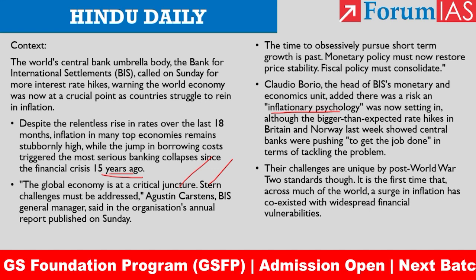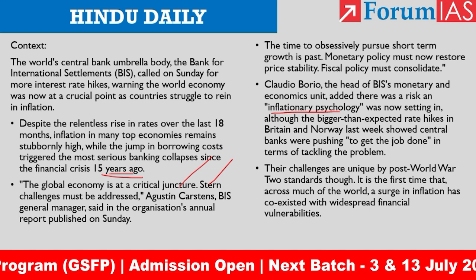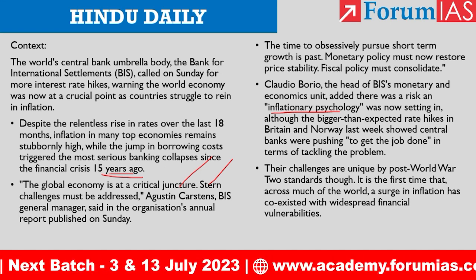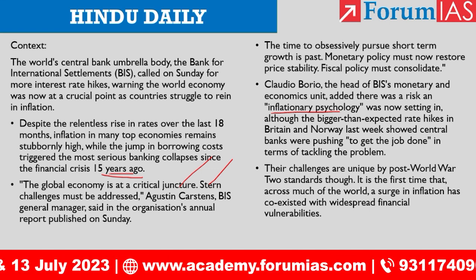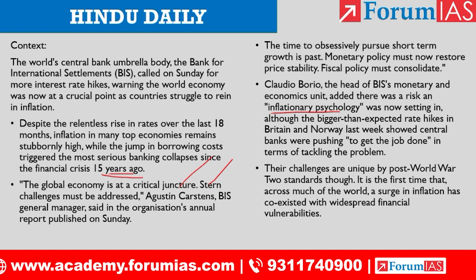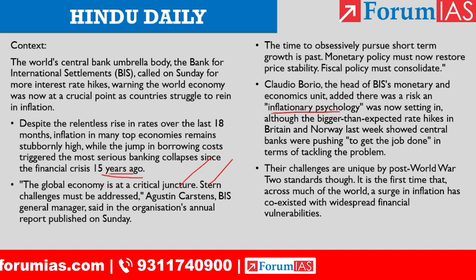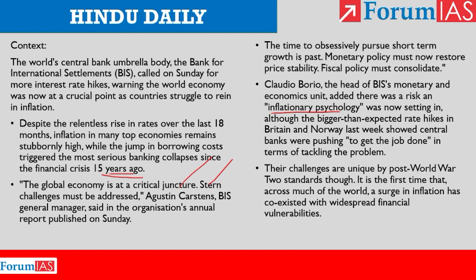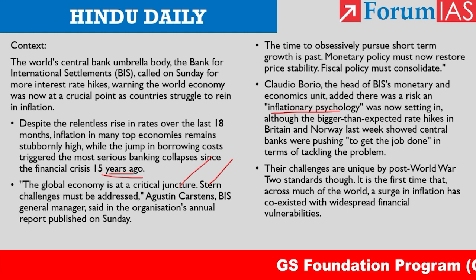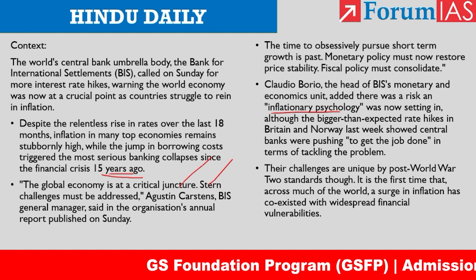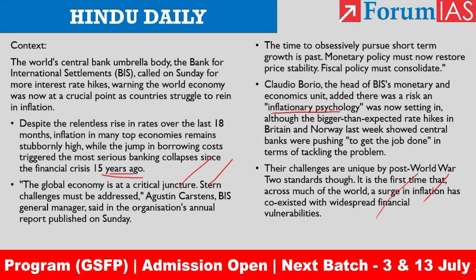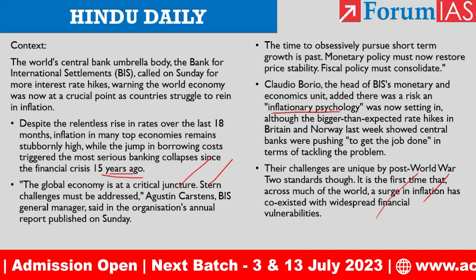Next, what the BIS is saying, now there is a risk of inflationary psychology. It is saying inflationary psychology is setting in, and there have been a lot of rate hikes in Britain and Norway. Even the BIS did not expect this many rate hikes. So Britain and Norway have done a very good increase in rate hikes, but it is not giving the required result. So they are not able to tackle the problem. Why is it happening? Because this is a unique challenge. This is the first time since World War II that inflation and widespread financial vulnerabilities are existing together. This did not happen before.